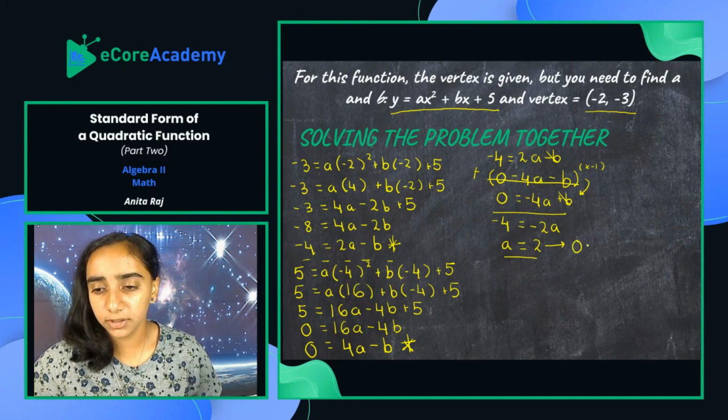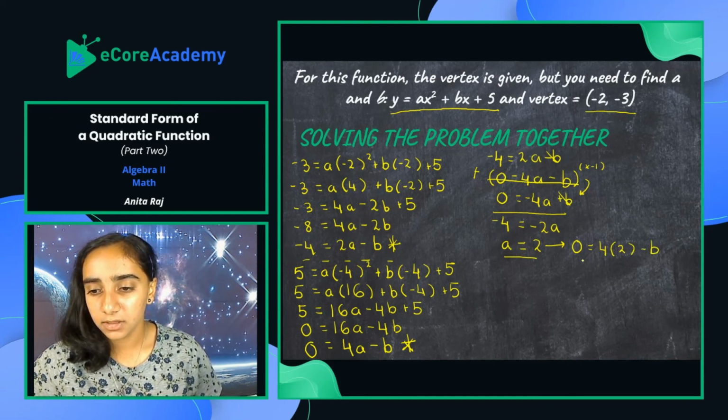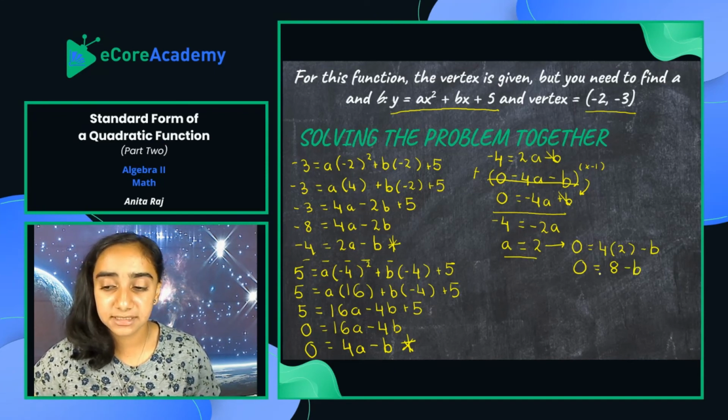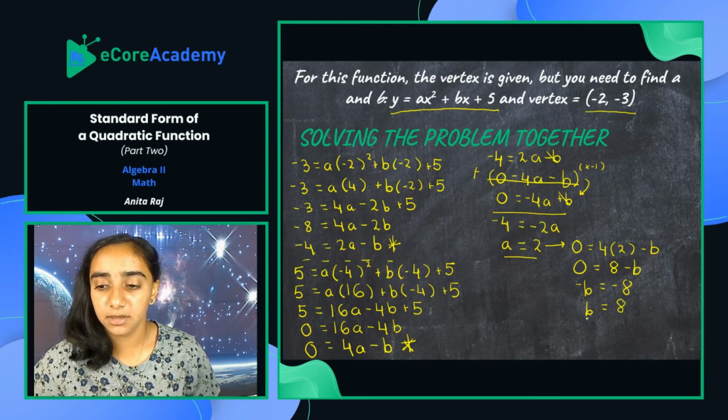So 0 equals 4 times 2. We're plugging 2 in for a. 0 equals 4 times 2 is 8. So 8 minus b. Let's subtract 8 from both sides to get b by itself. So we get negative b is equal to 0 minus 8, which is negative 8. And then multiply both sides by -1 to get rid of this negative sign in front of the b. We get b equals -1 times -8 is 8. So we get b equals 8.